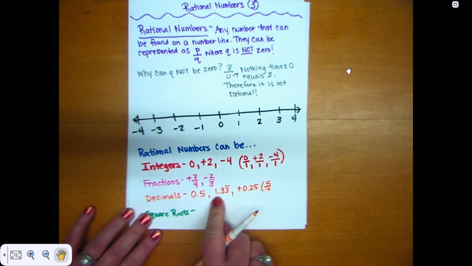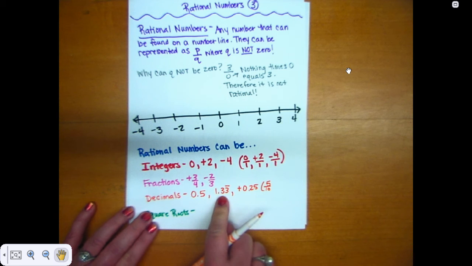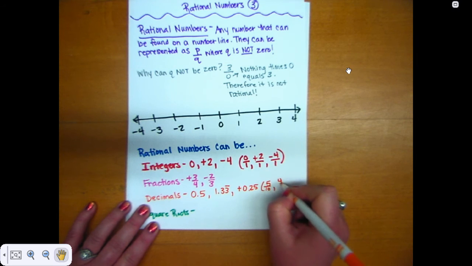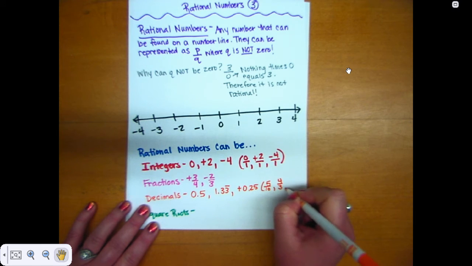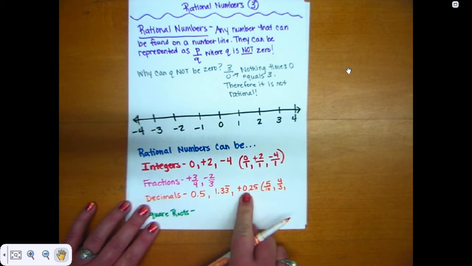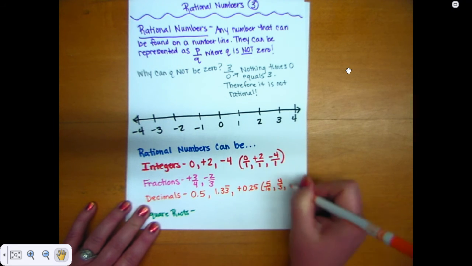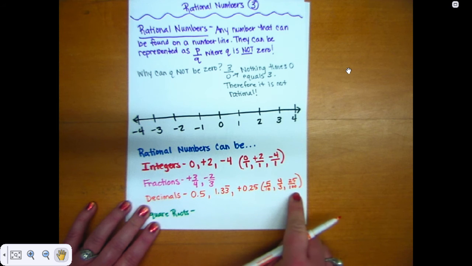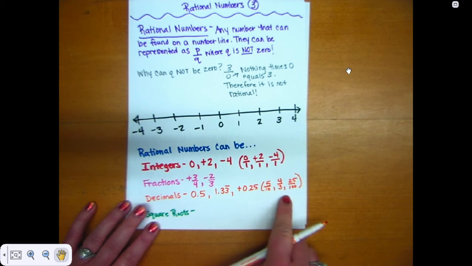This says 1.33 repeating, so that would be written as 4/3. And this says positive 0.25, so that could be written as 25 hundredths. So all of those could be represented, and they could be positive or negative.